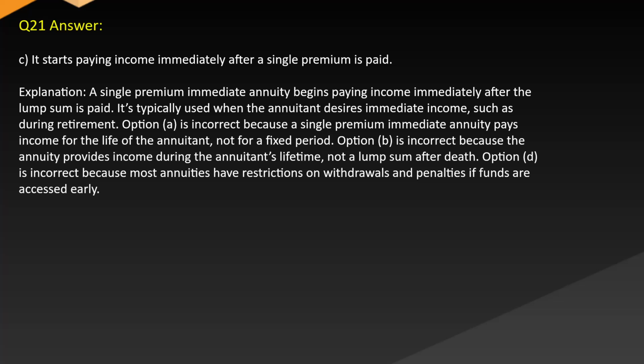Option A is incorrect because a single premium immediate annuity pays income for the life of the annuitant, not for a fixed period. Option B is incorrect because the annuity provides income during the annuitant's lifetime, not a lump sum after death. Option D is incorrect because most annuities have restrictions on withdrawals and penalties if funds are accessed early.